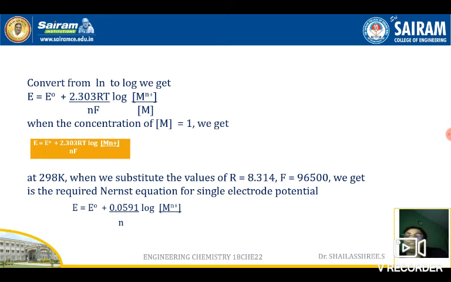Okay, this equation is used when the temperature is anything other than room temperature, anything other than 298 K. It is easy to remember: if anything other than 298 is given, then you have to use this formula, in problems particularly. Fine. So when the concentration of M is at unity, we get E is equal to E naught plus 2.303 RT by nF log Mn+. And at 298 K, when we substitute the values of the gas constant 8.314 and Faraday's constant 96,500, we get the required Nernst equation for single electrode potential, that is E is equal to E naught plus 0.0591 by n into log of Mn+.